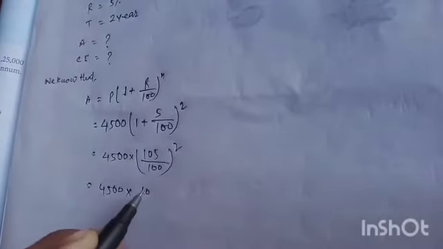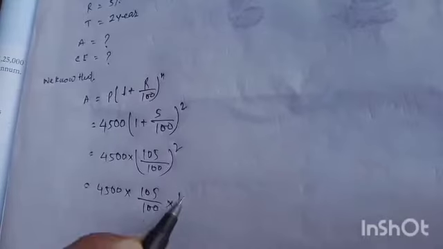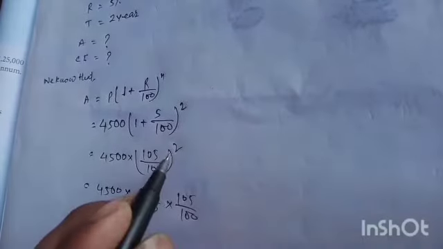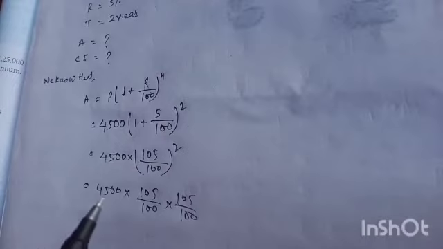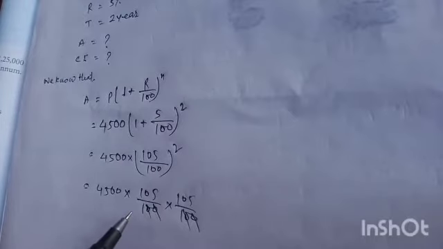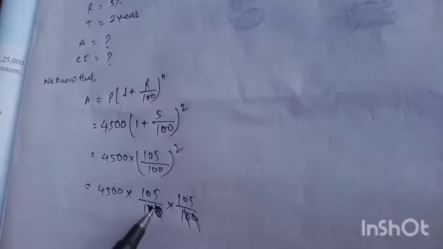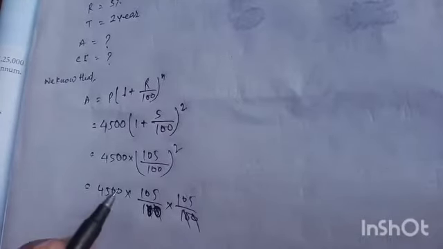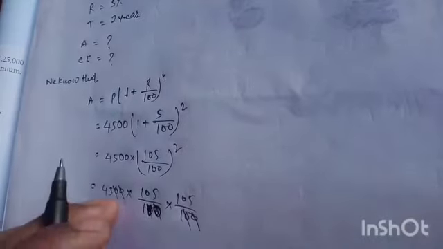Okay, so 4,500 into (105 by 100) to the power 2, right? So 4,500 into 105 by 100 into 105 by 100, because 2 is given, so we will write 2 times. Okay, so this 0 cancels, this 0 means only 2 zeros can be cancelled. So this 0 and this 0 cancel. Then what is remaining here?